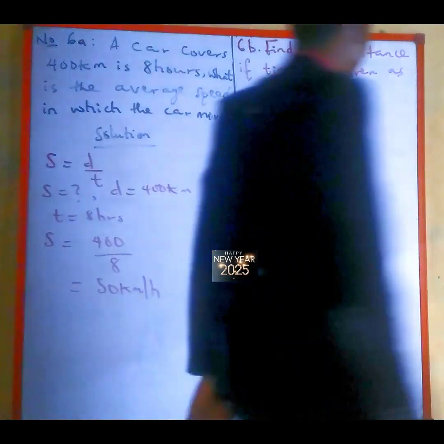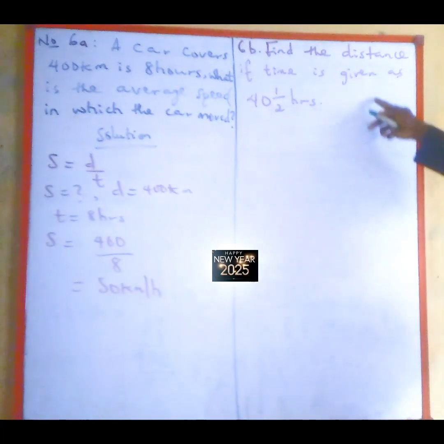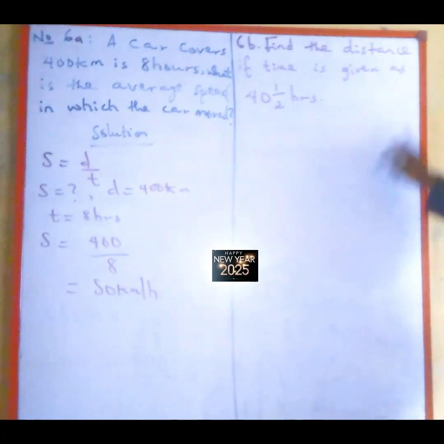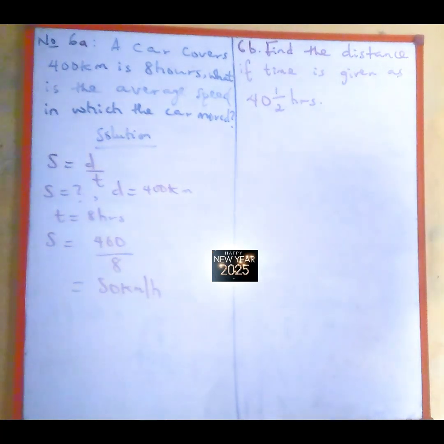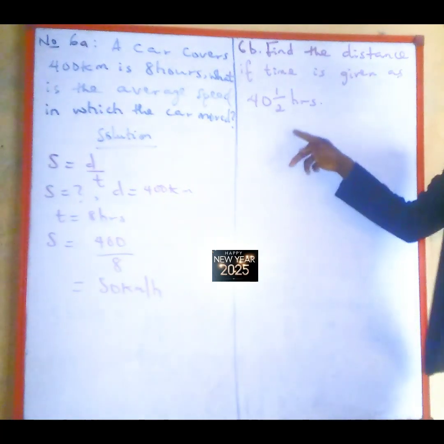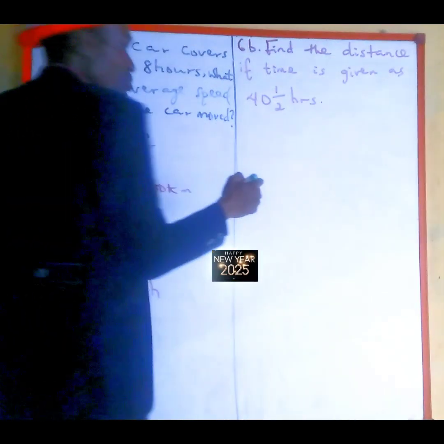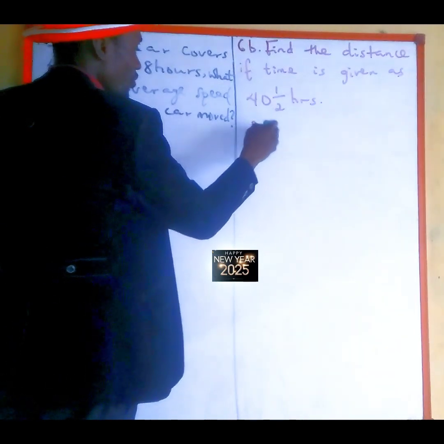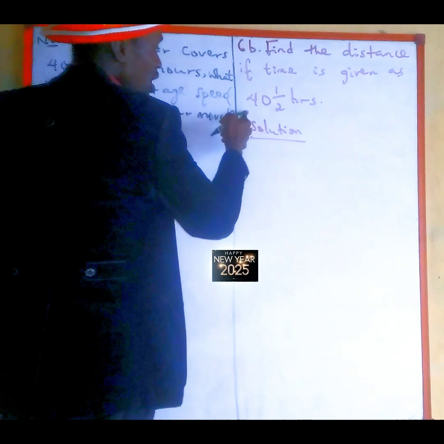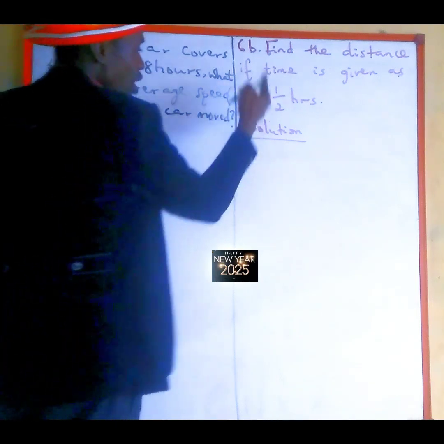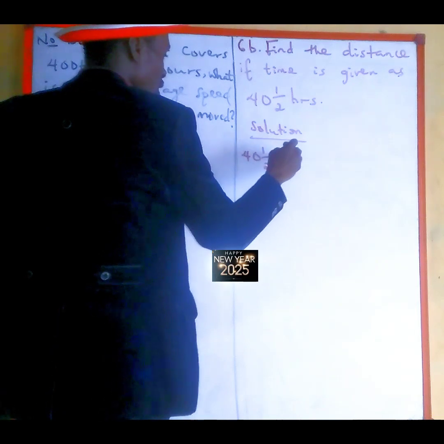And on this other side, we have part B. It says find the distance if time is given as 40 whole number 1/2 hours. When you look at this number it is a bit confusing. So what I simply need to do here is this. Alright, solution. I'll change this 40 whole number 1/2 to a decimal.